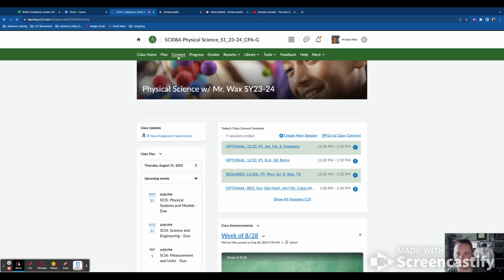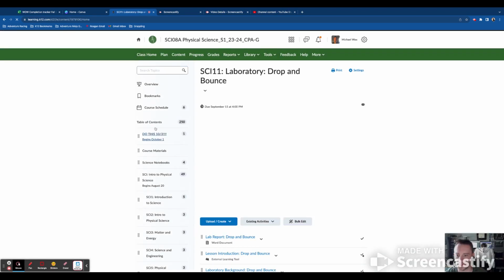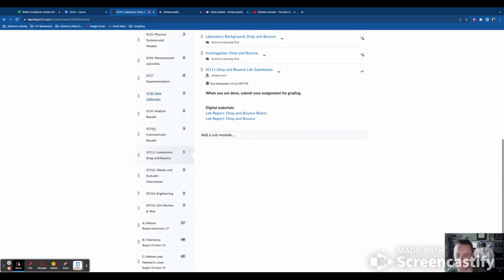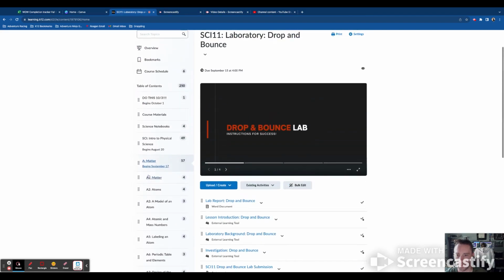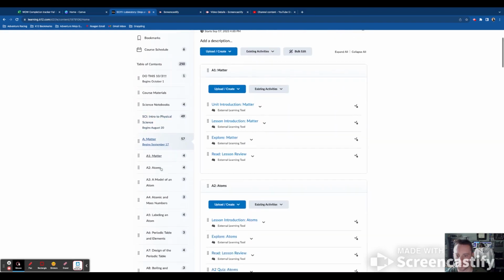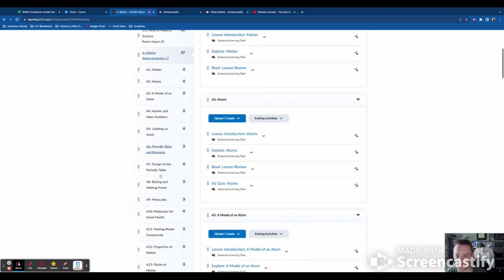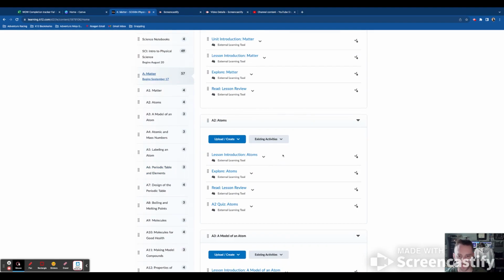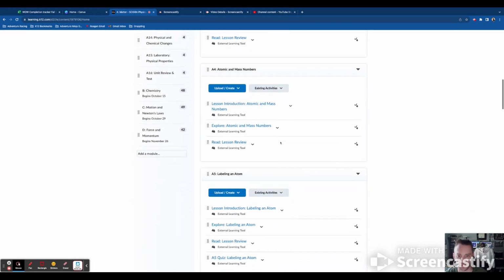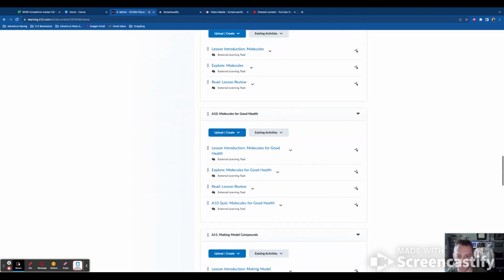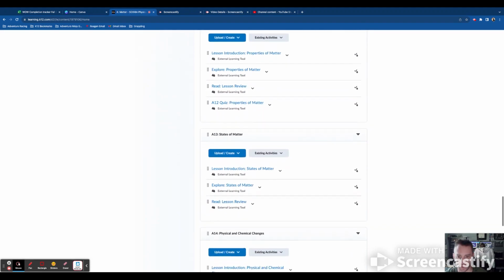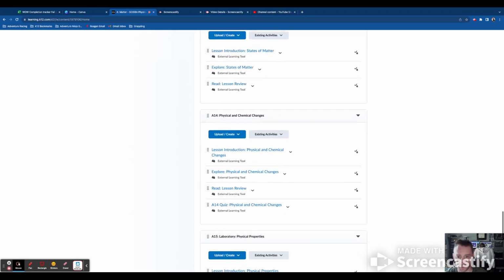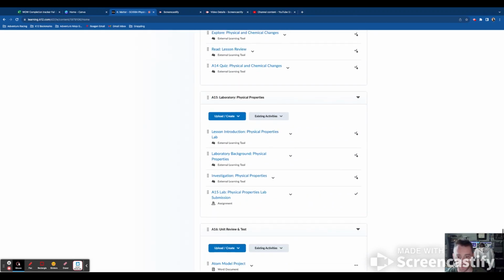And once you get into Content, on the left, you'll find Unit A Matter, and you're going to click on that. Once you get into matter, you can also scroll down on the left side to find it, or you can scroll down in the main page here to find the lab that we're going to be doing, which is the A14, A15 Physical Properties Lab.